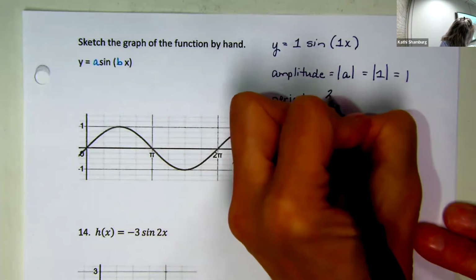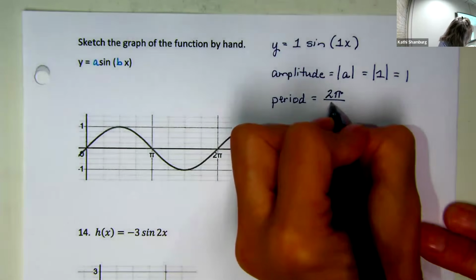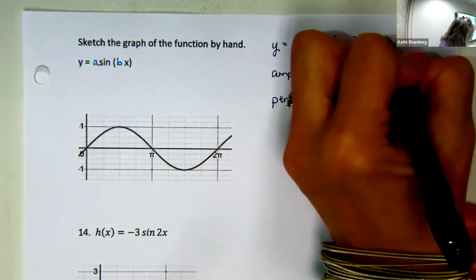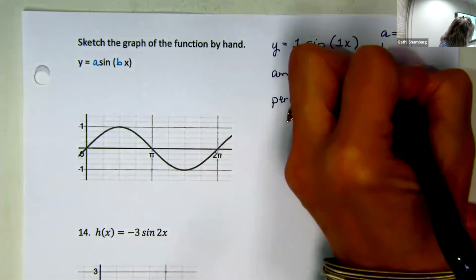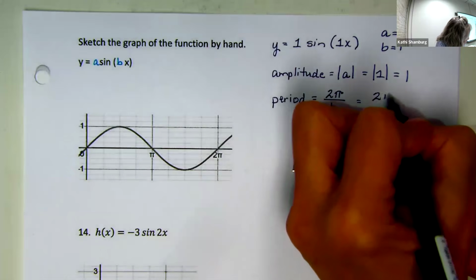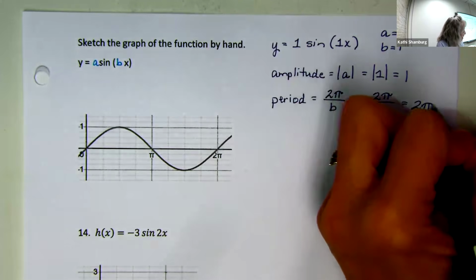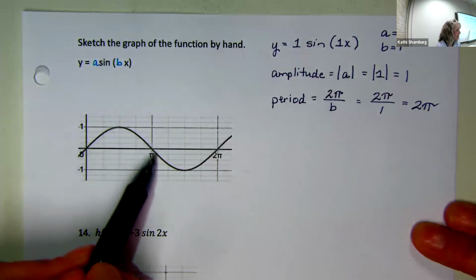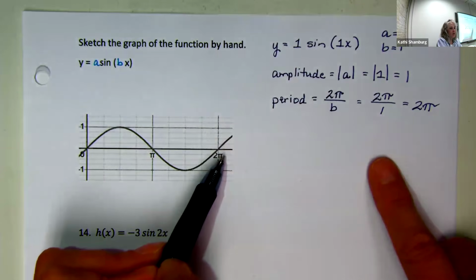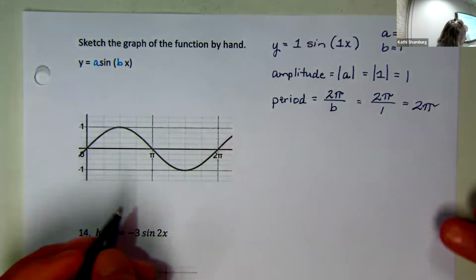That is 2 pi divided by b. Okay, so in our case, we have a is 1 and b is 1. So for this, it is 2 pi over 1, or 2 pi. That tells me that I have a complete cycle every 2 pi. So then from 2 pi to 4 pi, you would have another complete cycle. That's what that gives us.